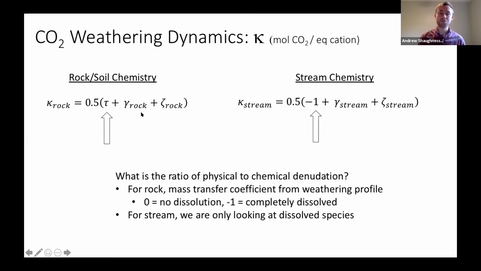And so for the rock chemistry, we're going to define this as the mass transfer coefficient of cations at the land surface. That is thinking about, if we have a mass of rock and it's weathering and coming to the surface, how much of that rock actually dissolves versus how much of it gets eroded away. Again, this is not totally equivalent, but you can think about it in a very similar context. Again, through the derivation, this -1 comes out. But if you think about tau ranging from 0, meaning no dissolution of the mineral, it all gets eroded, to -1, meaning that it's completely dissolved at the top of the weathering profile, then if we're looking at the stream chemistry, -1 here would make sense because we're only looking at the dissolved components. So we're not thinking about the physical component.